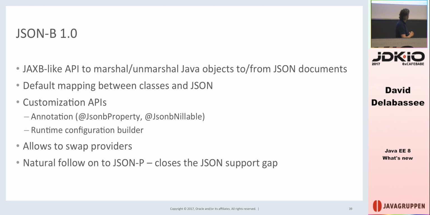Moving on the JSON front, we are adding a brand new API. It's JSON-B. It's basically a binding API. So that JSON-B API is to JSON what JAX-B is to XML. So it's basically an API that you can use to marshal and unmarshal Java objects to and from JSON documents. So it's a standard API, and the goal of that API is really to try to define a standard and very common behavior. But obviously, you as a developer have the ability to override that common behavior if that doesn't fill your needs.